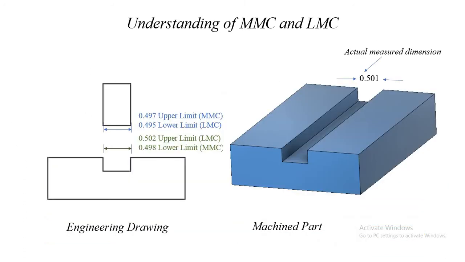Let us understand maximum material condition and least material condition. Here we have the engineering drawing of the component and the machined part. The actual measured dimension is 0.501. The external feature as studied earlier, the maximum material condition is the upper limit and the lower limit is the lower material condition. In case of the slot, the upper limit is the lower material condition and the lower limit is the maximum material condition.